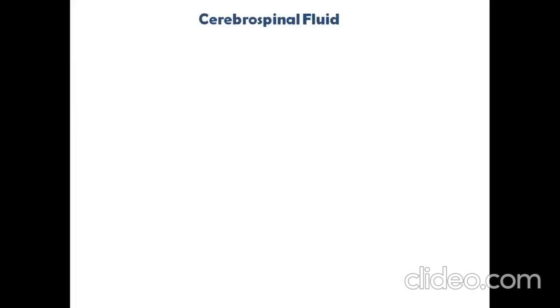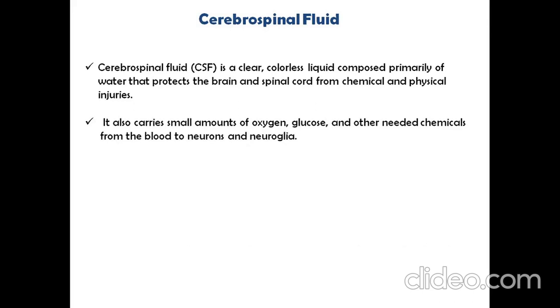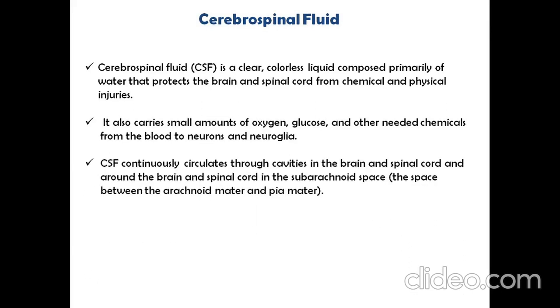Next one is the cerebrospinal fluid. This cerebrospinal fluid is a clear, colorless liquid composed primarily of water, which protects the brain and spinal cord from chemical and physical injuries. It also carries a small amount of oxygen, glucose and other needed chemicals from the blood to neurons and the neuroglia. The cerebrospinal fluid continuously circulates throughout the cavities in the brain and spinal cord and around the brain and spinal cord in the subarachnoid space. The space is between the arachnoid and the pia mater.